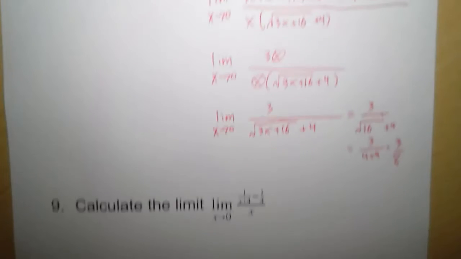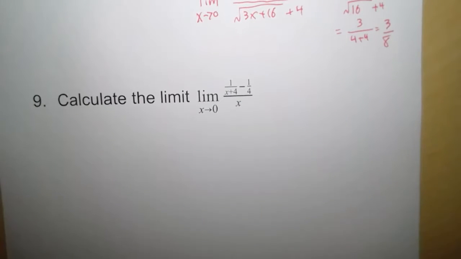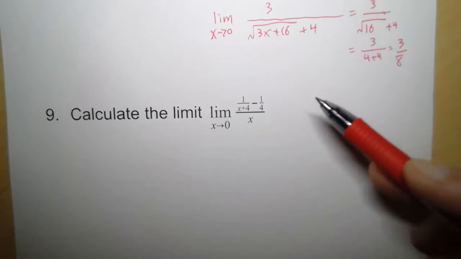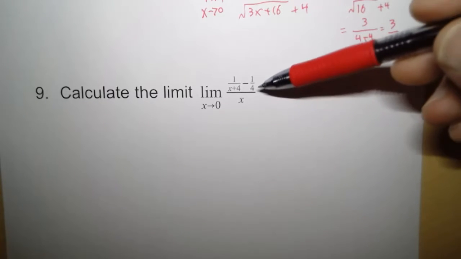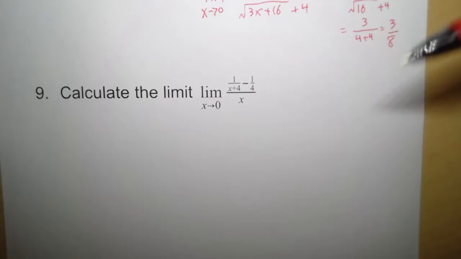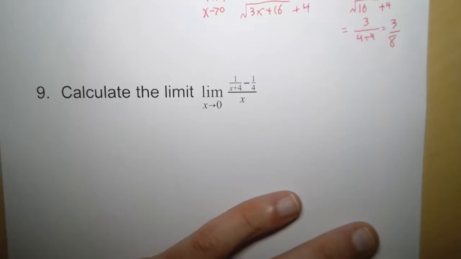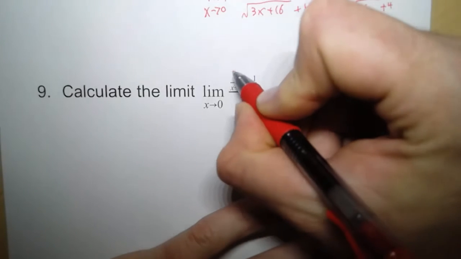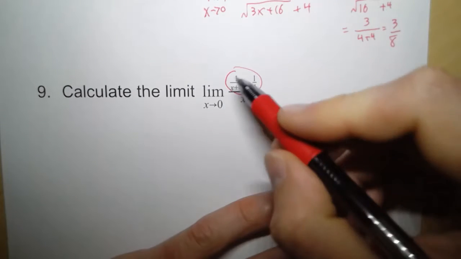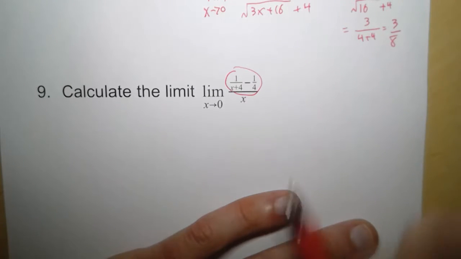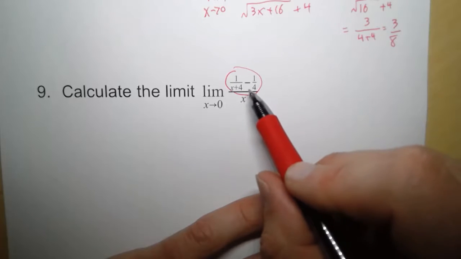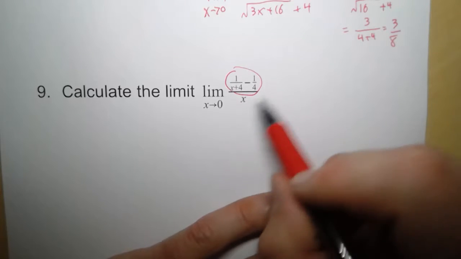So looking down at number 9, this one gets people because there isn't a radical. And a lot of people think, well, we'll multiply by the conjugate. Actually, when you have fractions, you're not going to use conjugates. Instead, let's just magnifying glass the top and focus on that. We have 2 fractions, and we're subtracting them. What we want to do first is we want to combine this into a single expression.